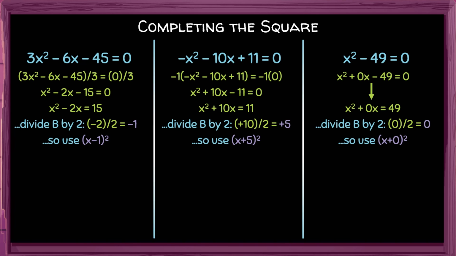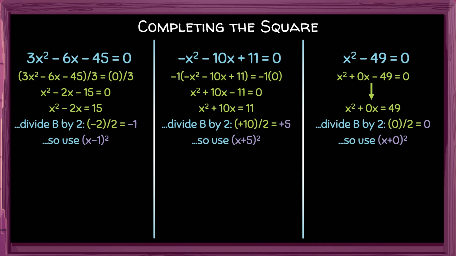The perfect square quadratics we need to use are, in our first quadratic, x minus 1 squared. In our second quadratic, x plus 5 squared. In our third quadratic, as weird as this sounds, it's x plus 0 squared. Again, this is not the fastest or smoothest way to solve our third quadratic, but it does work.